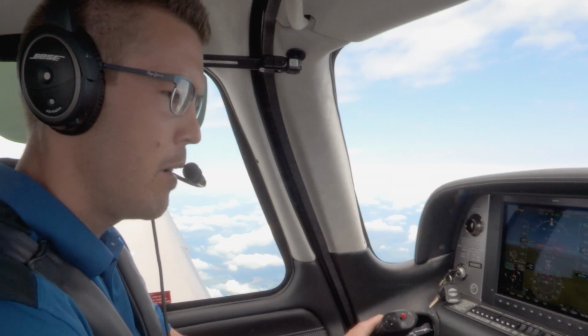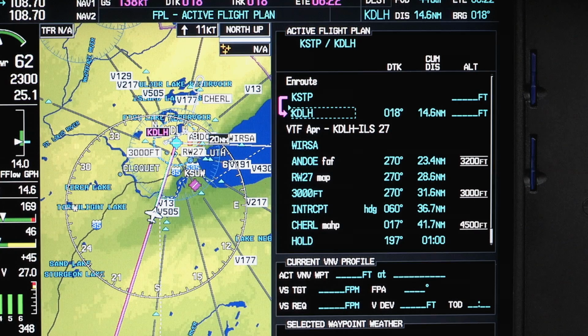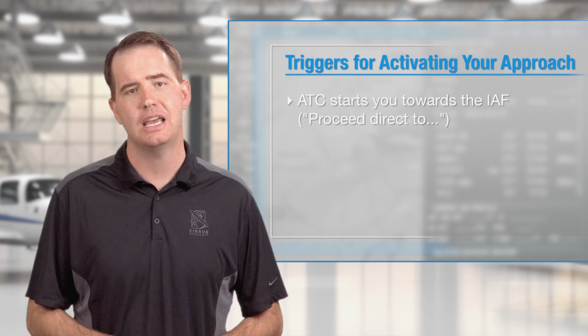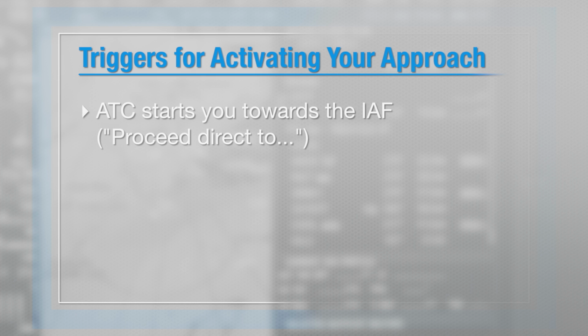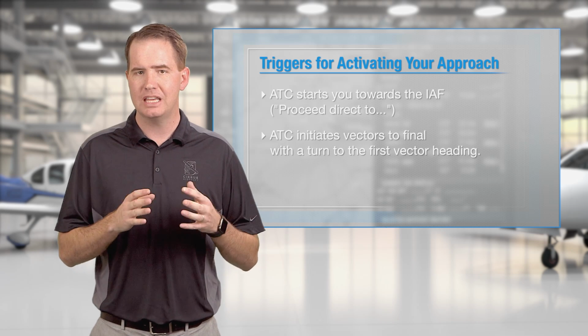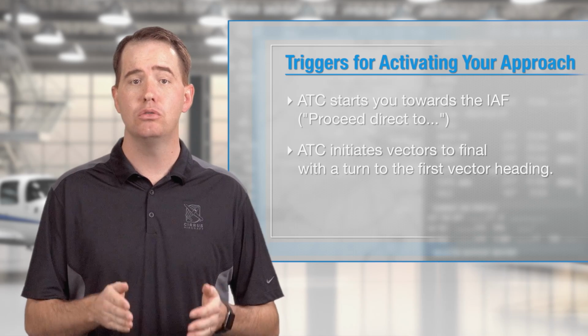Next, when do you activate the approach? This is important, this is big. You need a trigger. Generally speaking, the trigger for activating an approach is when ATC finally commits you to that approach. You can think of it in terms of two trigger scenarios. One, when they start you towards the initial approach fix. That's usually going to be a proceed direct to. Or two, when they initiate vectors to final with a turn to that first vector heading. In either of these two scenarios, it's time to activate.